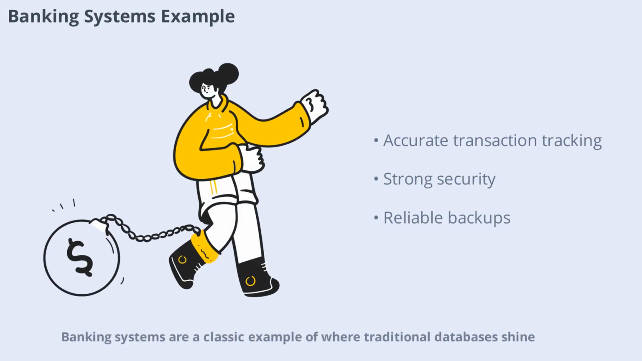Banking systems are a classic example of where traditional databases shine. They require precise tracking of transactions, balances, and customer information. The ACID properties of traditional databases ensure that every transaction is processed accurately, even in the event of system failures. Security features protect sensitive financial data, while backup and recovery tools guard against loss. These capabilities make traditional databases a trusted choice for the financial industry.